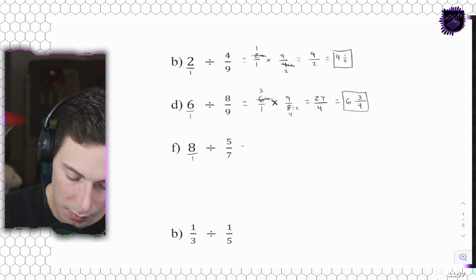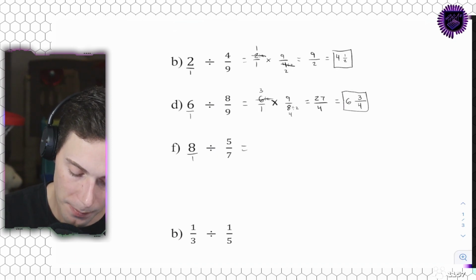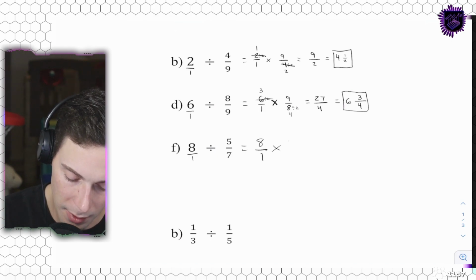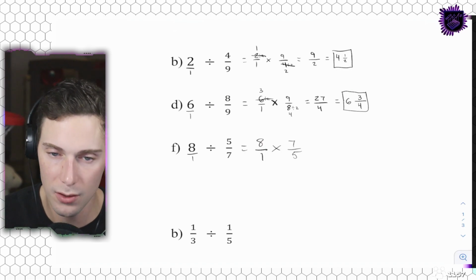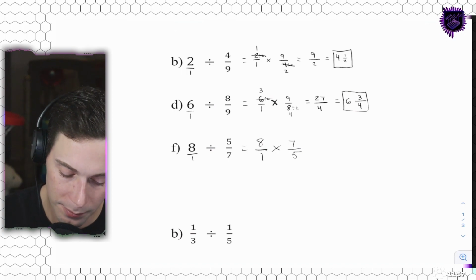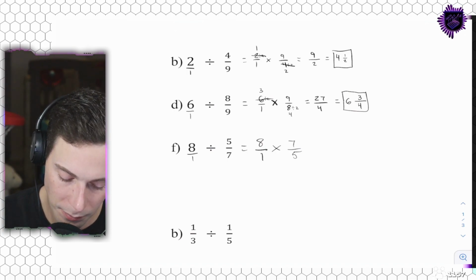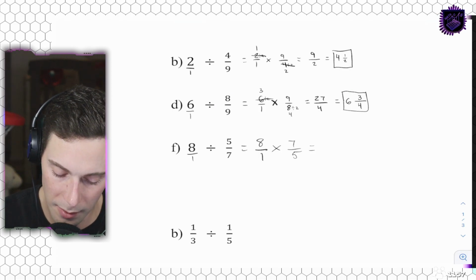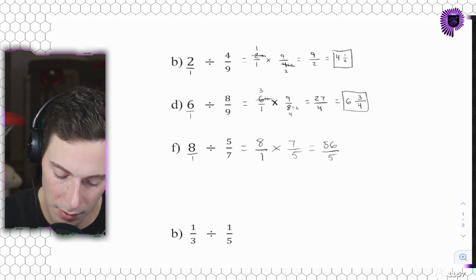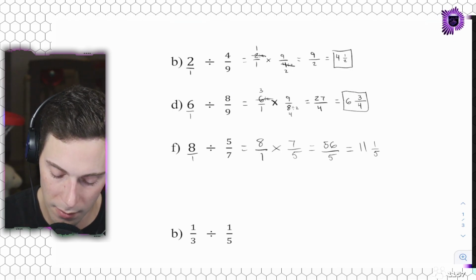F. 8 over 1. Let's rewrite this. Keep change flip. 8 over 1 multiplied by 7 over 5. And there is no common factor. Just big numbers. What's 8 times 7? 56? 56 over 5. 55, that's going to equal 11 and 1/5 as a mixed number.